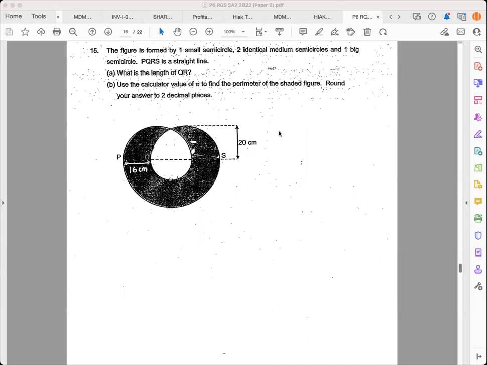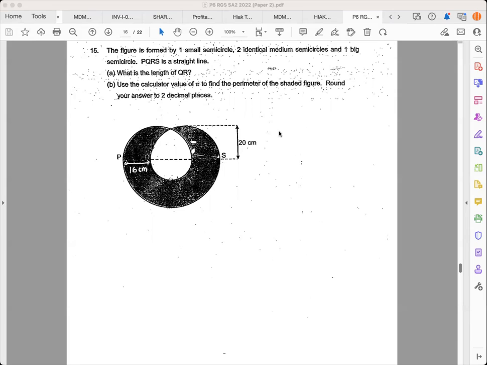The figure is formed by one small semicircle, two identical medium semicircles, and one big semicircle. So let's identify where the small semicircle is. The small semicircle is this. Okay, this is the small semicircle.